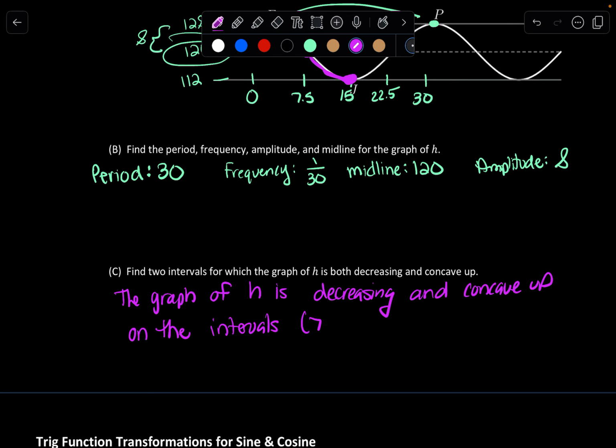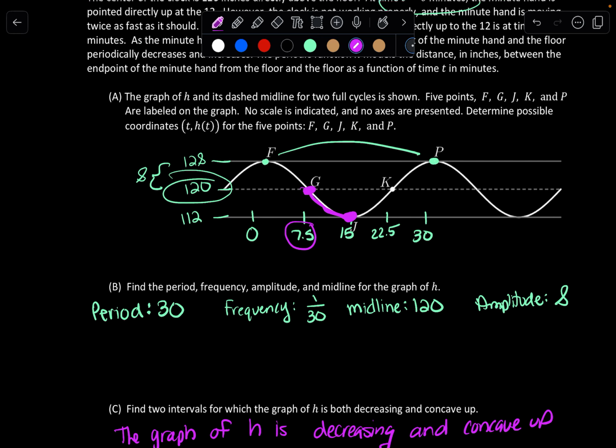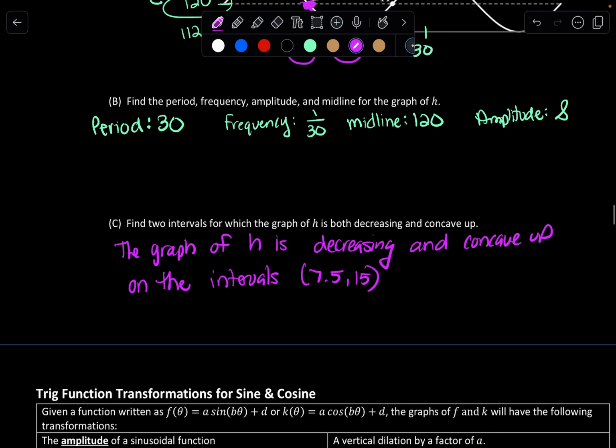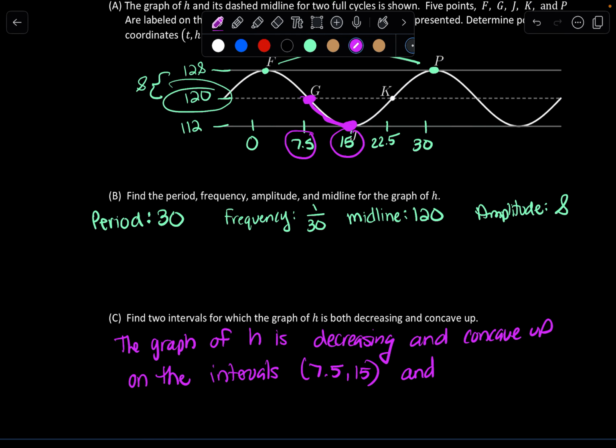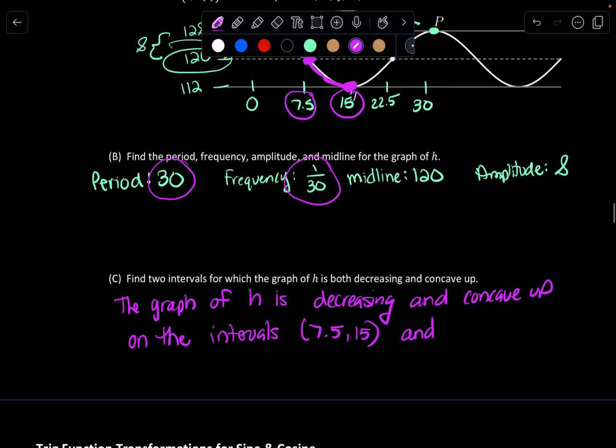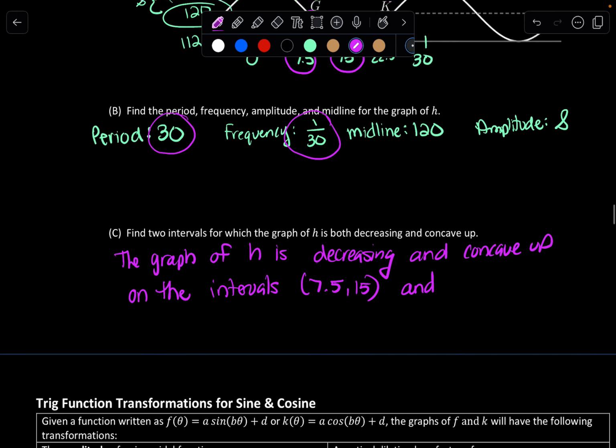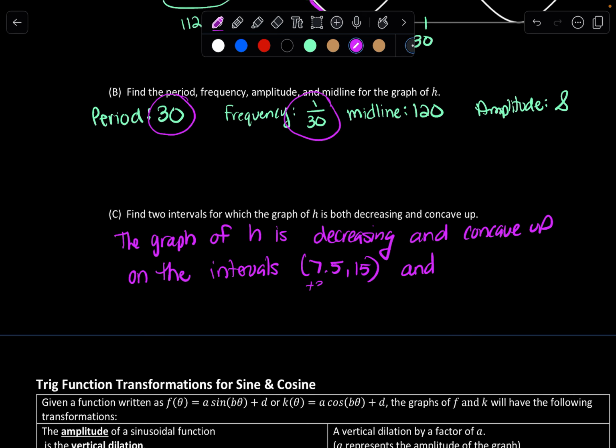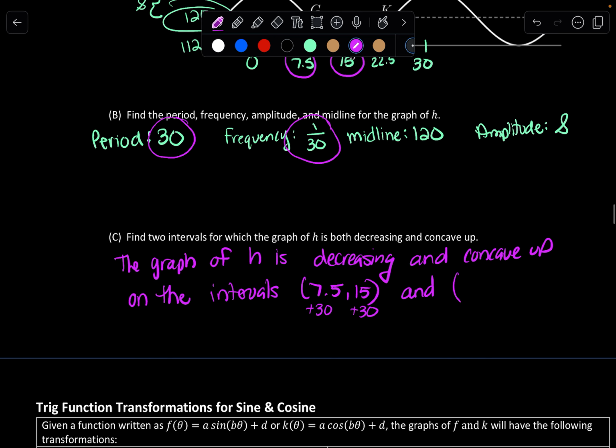On the intervals 7.5 to 15. I can see that G to J is going to be 7.5 to 15. And we need another interval. So when will this occur again? Well, my frequency is 1 over 30 and my period is 30, so this will occur in each cycle. Every 30 minutes, this will occur. So if I want to find the next time this occurs, I can add 30. So 7.5 plus 30, we get 37.5. And then 15 plus 30, we get 45.